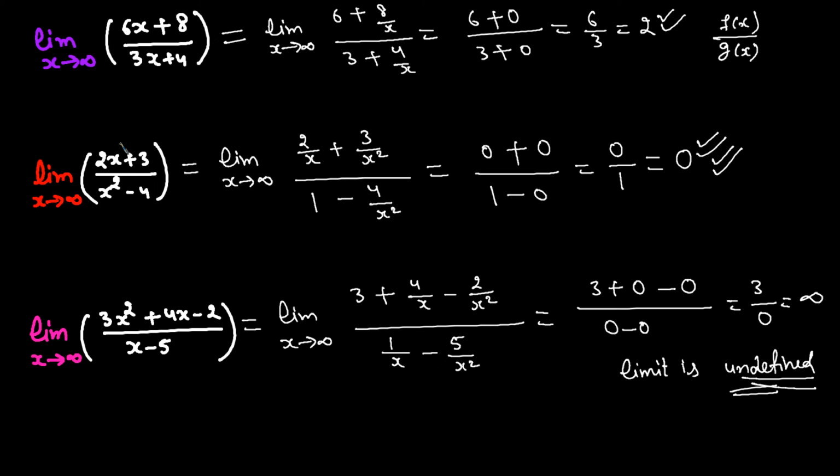Okay, so if the degree of the numerator is less than the denominator, the limit is 0. If the degree of the numerator is greater than the degree of the denominator, the limit is undefined. And if the degree of the numerator and the degree of the denominator are equal, then we use those algebraic steps to find the limit of a function. So you can find the degree of a function even without solving it if you see any of these cases. Let's do a couple more examples, then you will see what we are doing here.